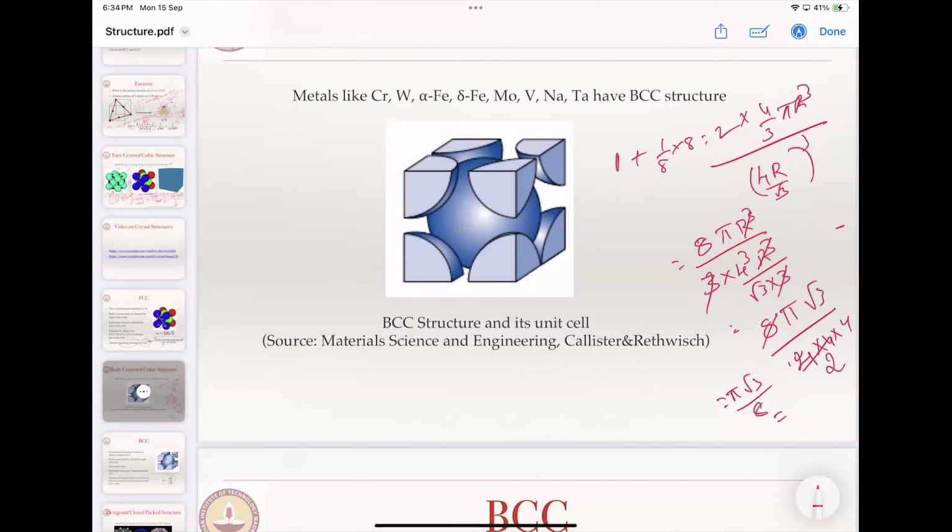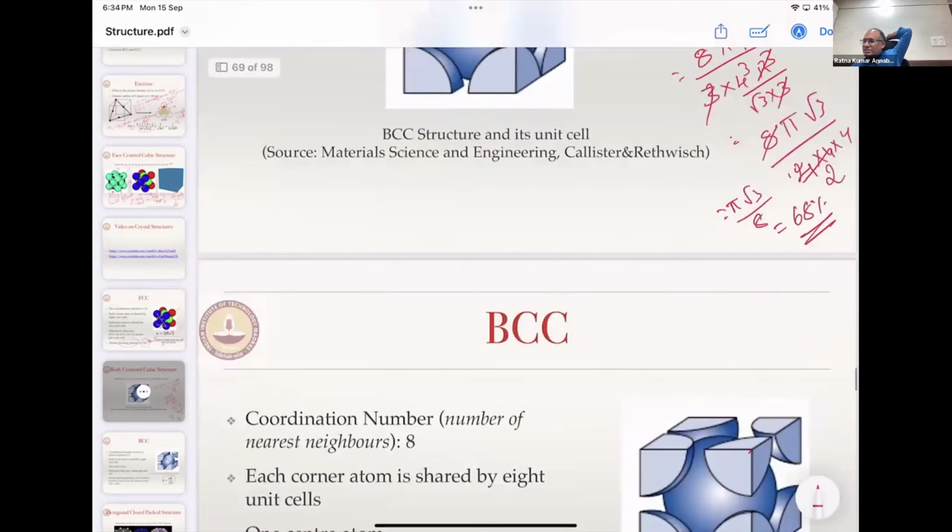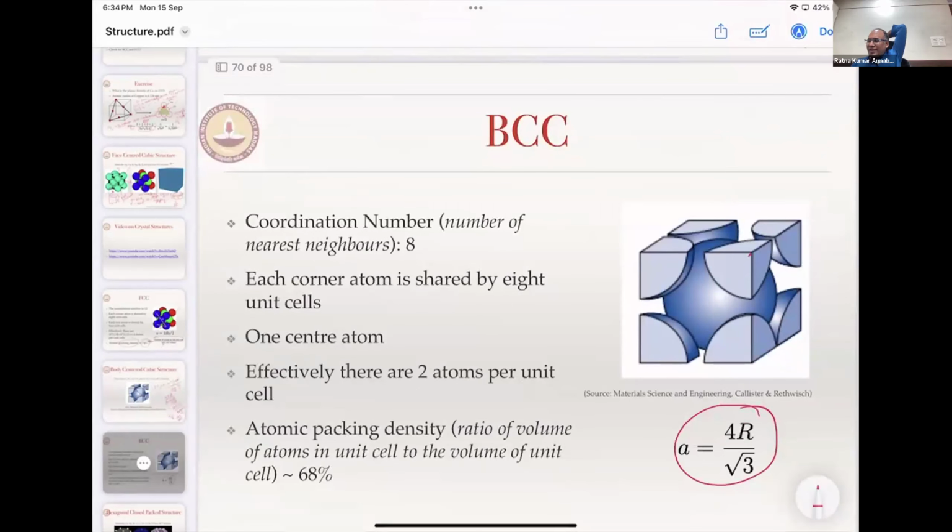This is 0.68, so that is 68%. So that is the volume occupied by, that is, the atomic packing density of a BCC unit cell.